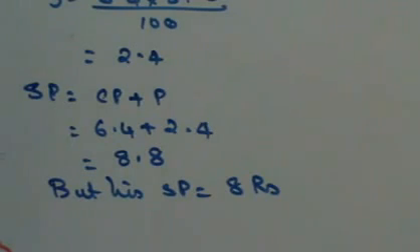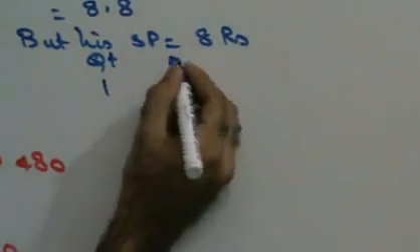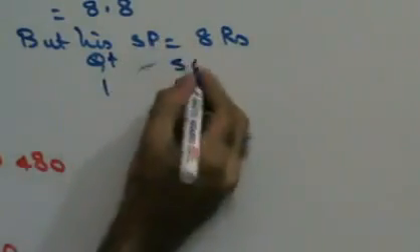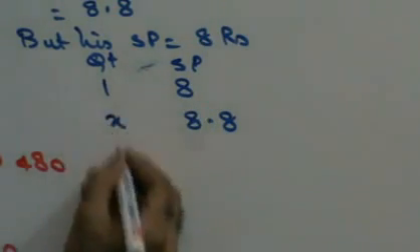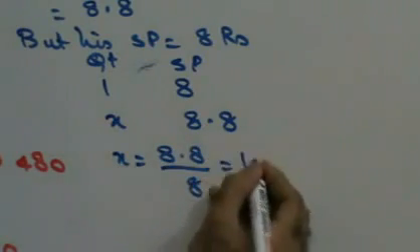The selling price is 8 rupees. That means 1 litre is selling at 8 rupees. In order to sell at 8.8 rupees, how many litres should he sell? X is going to be 8.8 divided by 8, 1.1 litre.